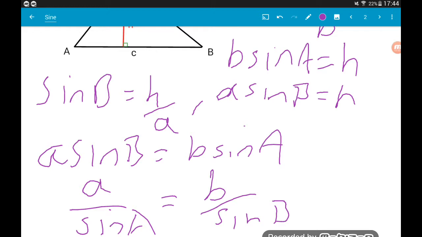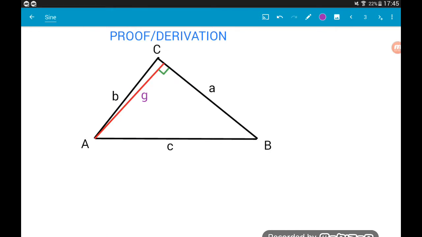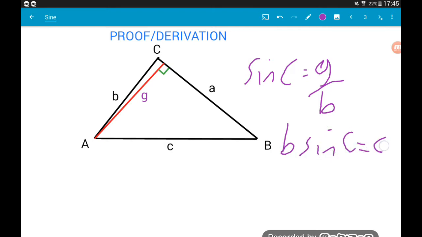Now, how do we work out the C part? Well, let's have a little look. So we just draw a straight line out from either angle A or angle B, like this. So again, that it's perpendicular to the opposite side. And then very similar to before, the top left hand side triangle tells us that sine C is equal to, this time I've called the line G, so it's equal to G over B. So we get B sine C is equal to G.